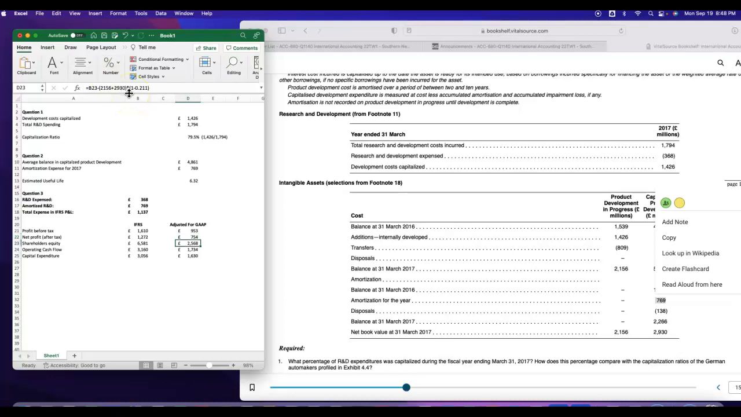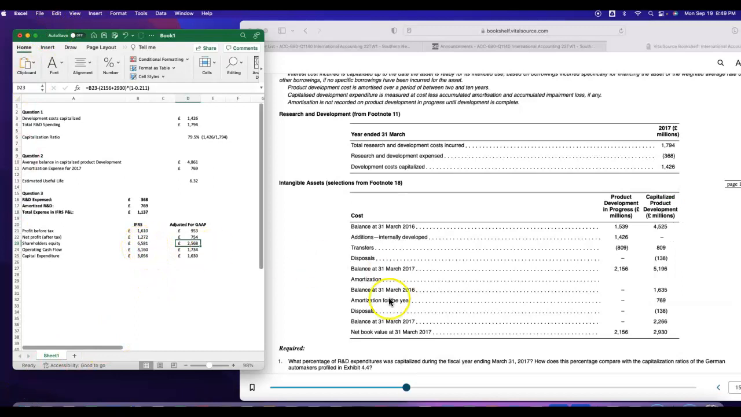Shareholders' equity. So for shareholders' equity, we take the IFRS shareholders' equity, which is the 6581, and we minus out 2156 and 2930, which is the book value, from the 6581 times the tax rate. Now that's where you normally make a mistake, is you forget about the tax rate, right? So don't forget about the tax rate.